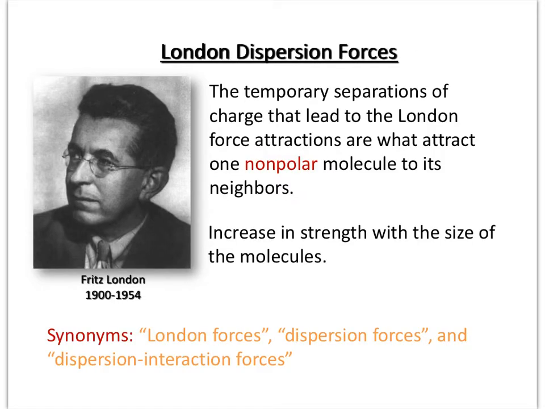So the first type, which is the weakest, is a London dispersion force named after this guy, RIP. So a London dispersion force is a temporary intermolecular force that are what attracts nonpolar molecules to other nonpolar molecules. So a nonpolar molecule is something that does not have a net dipole. So something like methane, right? Symmetrical distribution of charge. Carbon dioxide, right? Things like that.